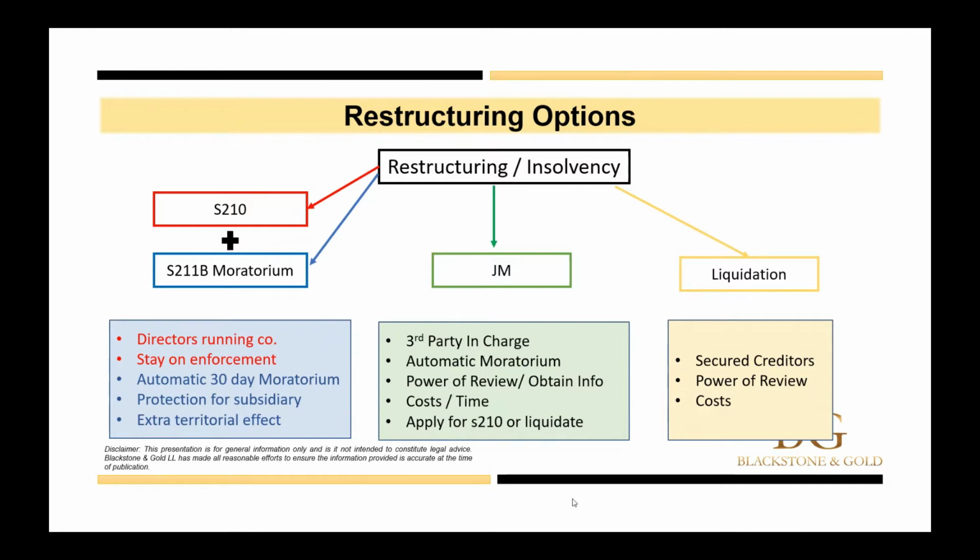It too gets an automatic moratorium. The key difference between a JM and a scheme, once again, is that in a JM, a third party is running the company, and that third party has pretty extensive powers. It has powers of review to look at whatever transactions should not perhaps have been entered into, maybe unfair preferences, maybe undue preferences, maybe transactions at an undervalue. It has powers to obtain information from the company, from the directors, from counterparties.